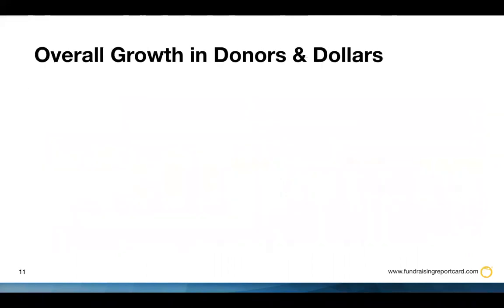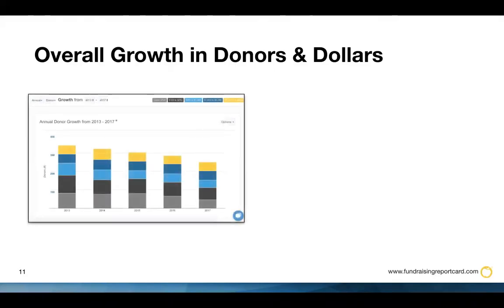Okay, now let's look at the 3 cornerstone metrics that I've been talking about overall here. The first is growth in donors and dollars. And there's a key difference between these two that I think is very, very important. So let's look at growth in donors.